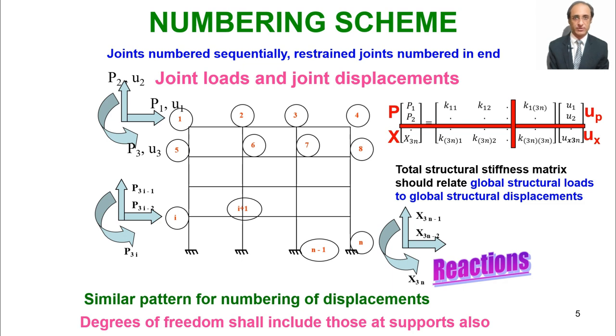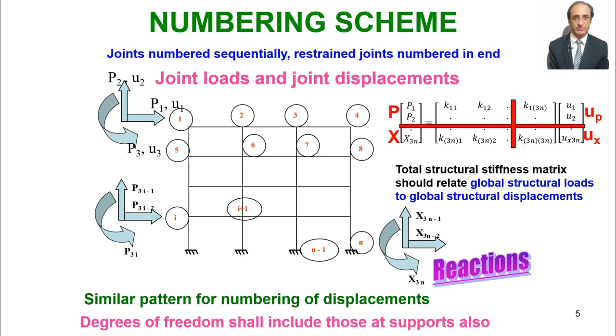Below this we have all the reactions. So in short we call this system like this: this we call the P vector, this we call the X vector, the unknown reactions. So P is basically the set of the known forces. We say prescribed forces. They are prescribed forces. And on this side we have the displacements.